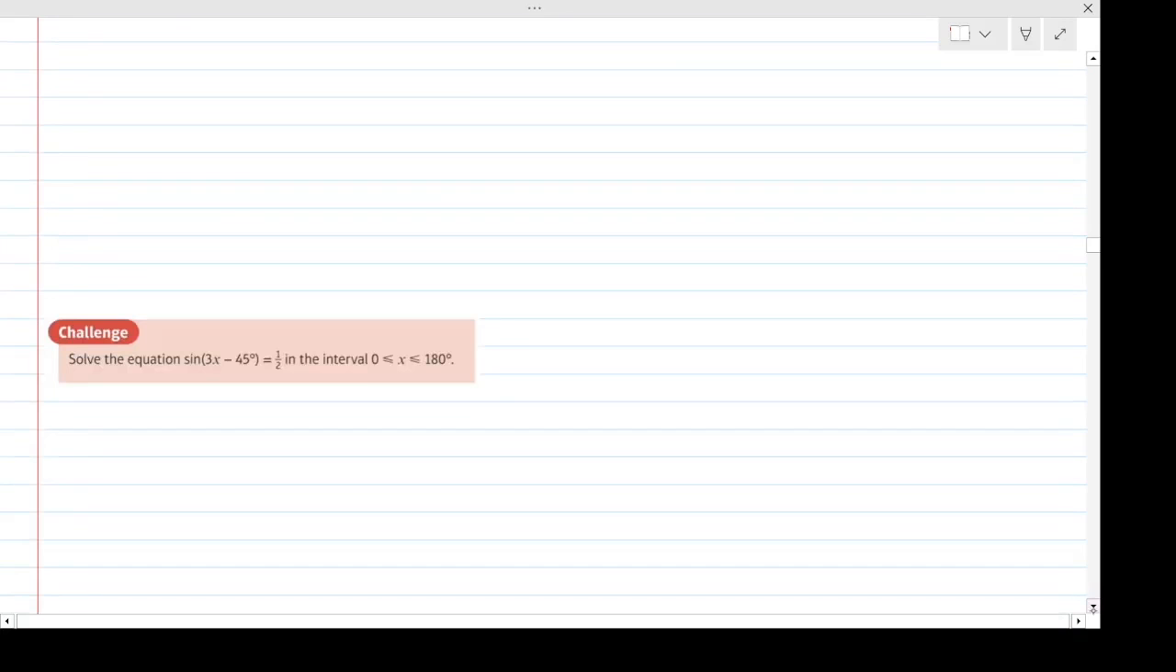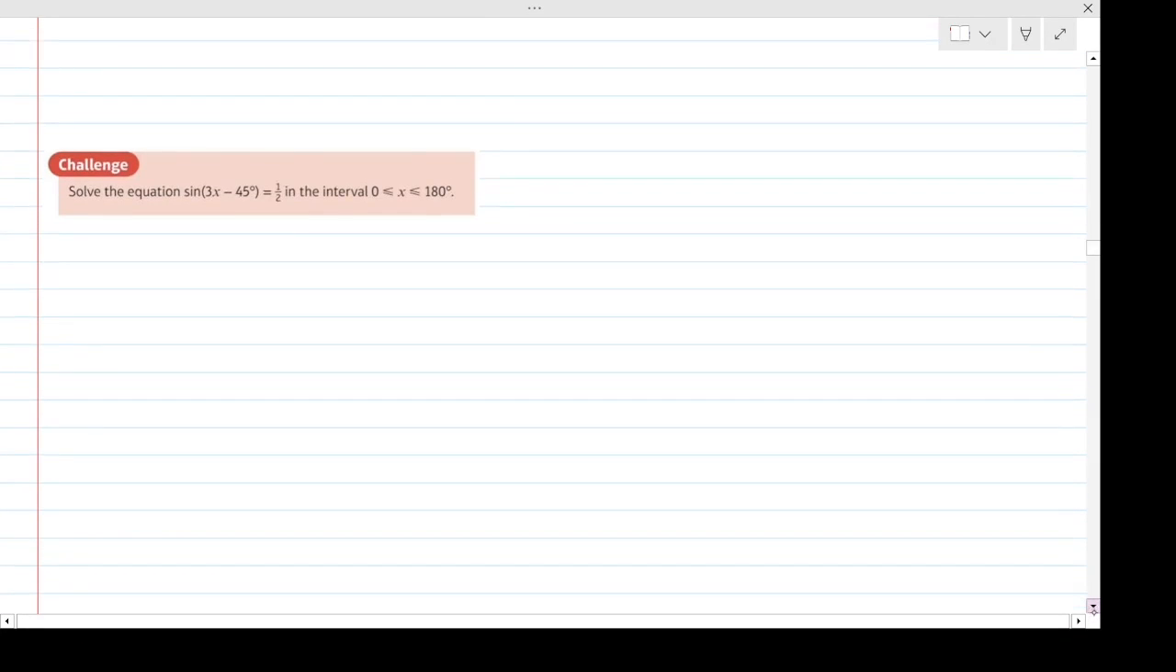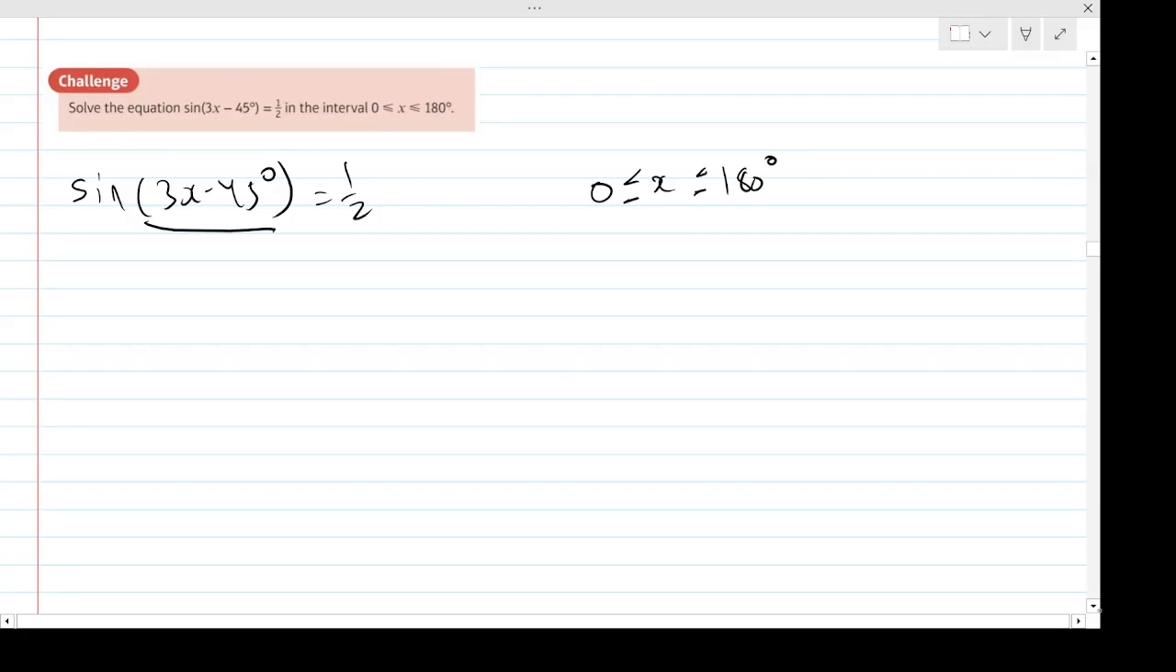Right, let's have a look at this challenge question, which again, I don't think is too bad for a challenge question. We are asked to solve the equation sine of 3x minus 45 degrees equals a half in the interval 0 to 180, right? Our input is a bit different: we have 3x minus 45 instead of just x. We need to adjust for that, so instead of x, we need 3x minus 45.